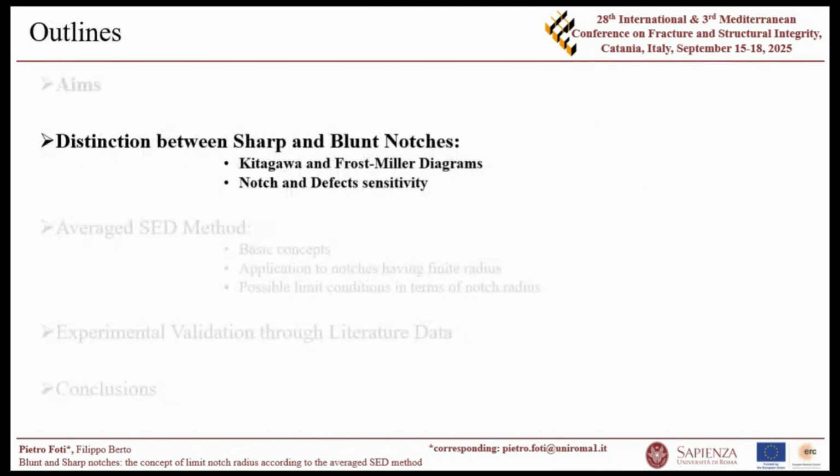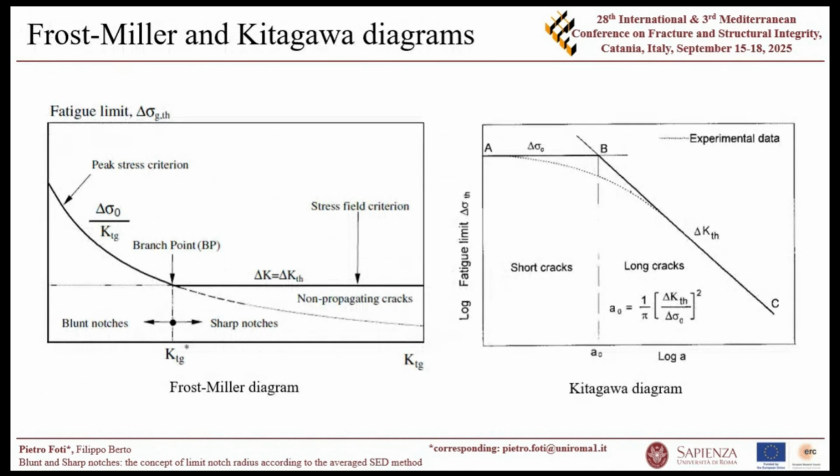So first of all, I will talk about the distinction between the sharp and blunt notches. You are probably familiar with the Frost and Miller diagram, in which what we can see here is that when dealing with notches, we have two different behaviors. First of all, we have a decreasing trend with the increasing stress concentration factor. And in this case, we are dealing with so-called blunt notches, because we can account for the notch effect by simply dividing the fatigue limit of the material by the stress concentration factor.